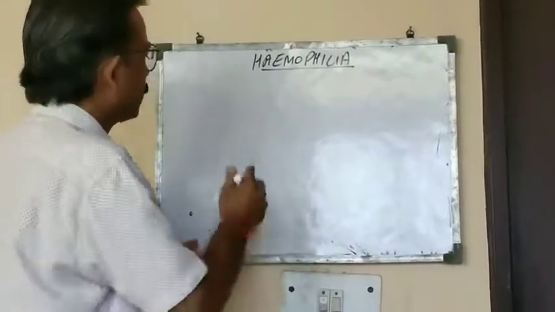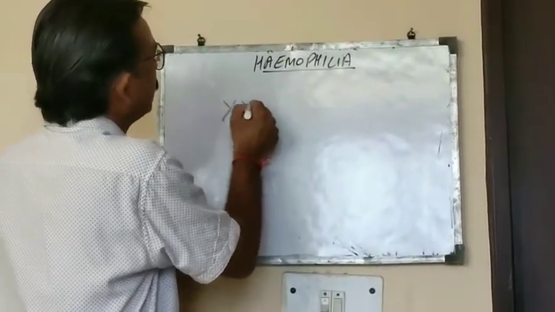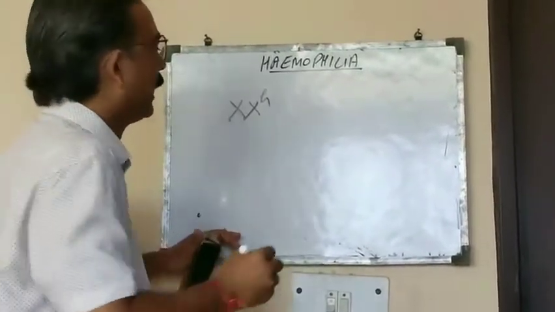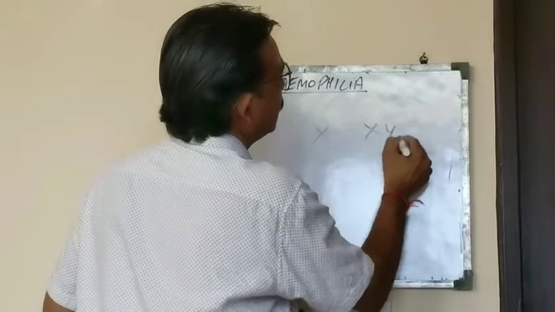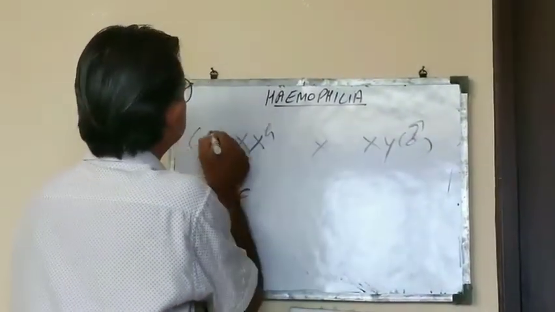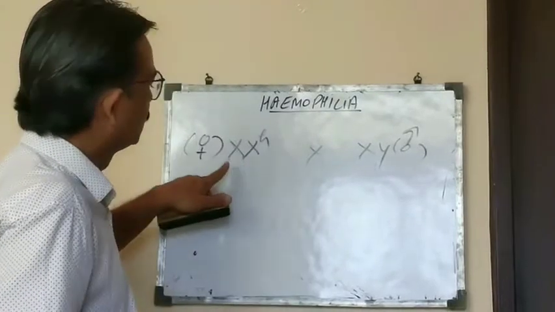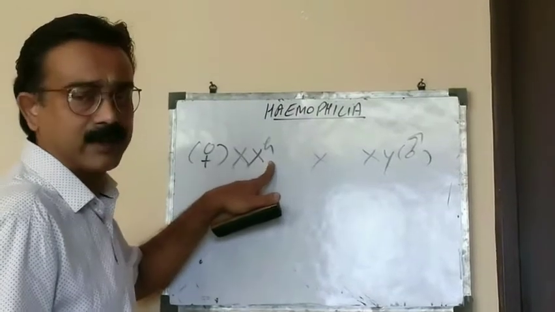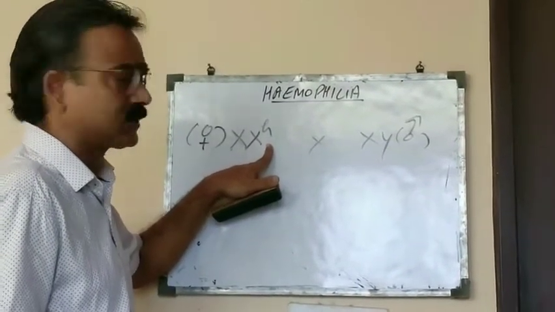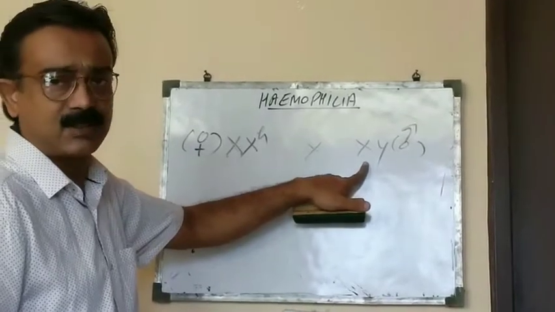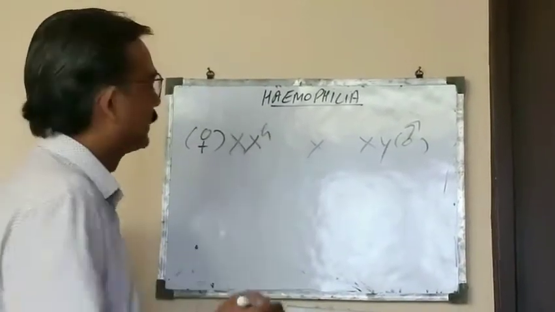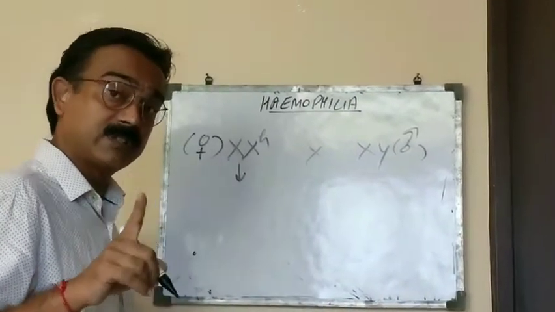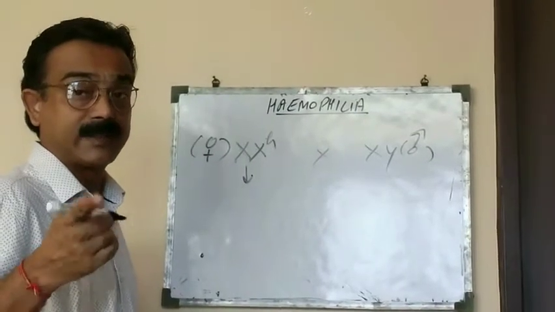Suppose the female parent, or mother, acts as a carrier and the father is normal. The mother is a carrier because one gene carries the hemophilic disorder gene, and the father is normal. Now at the time of gametogenesis, gametes will form with the help of haploid division, that is meiosis.